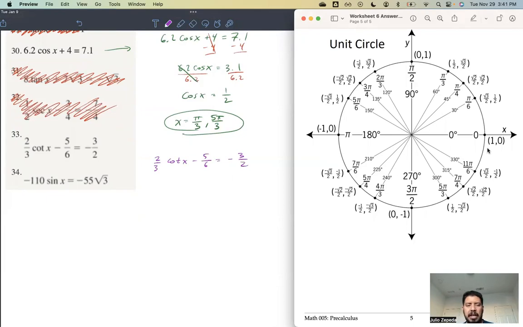Now the cotangent or tangent ones maybe are not as easy, because sine is just the y coordinate on the unit circle. Cosine, that's the x coordinate. Tangent, cotangent, you have to divide a couple of them. You have to divide y by x or x by y. But that's okay. We'll figure it out.